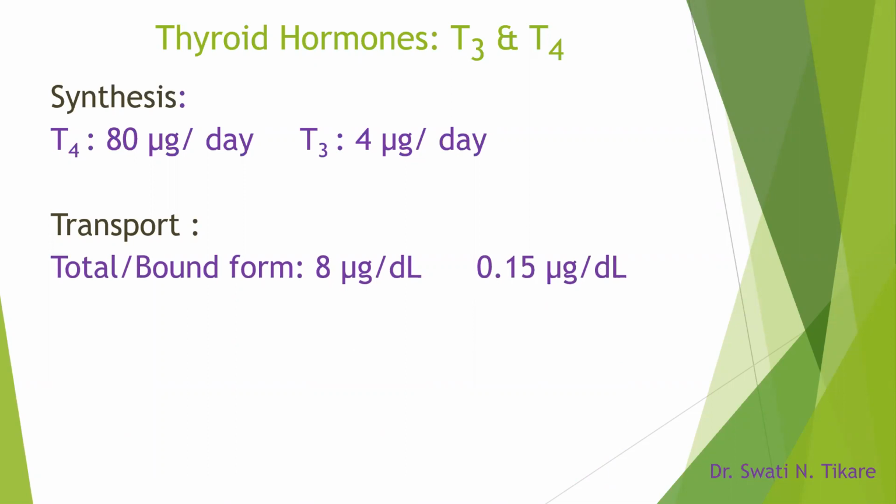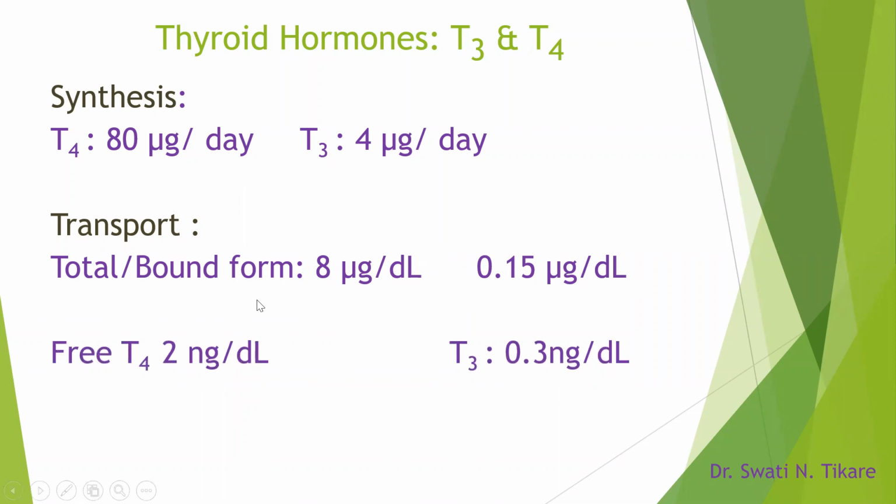Total bound form for T4, it is 8 microgram per deciliter. Okay, this is per day when we are telling, and we are talking in terms of per deciliter. Okay, this is in the plasma values. Normal plasma value of T4 in bound form or total is 8 microgram per deciliter, whereas for T3 it is 0.15 microgram per deciliter. Next, free form in the plasma, T4 is 2 nanogram per deciliter.